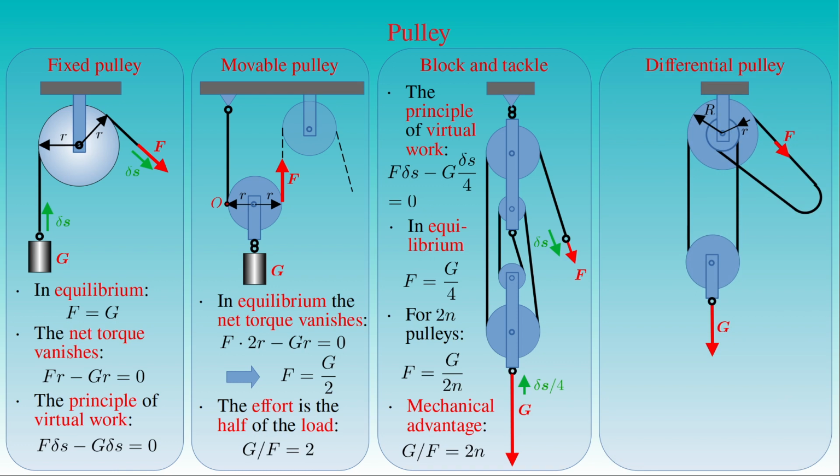A differential pulley is a tackle that consists of the following parts. An upper block with 2 fixed pulleys of radii R and r attached together such that they rotate about the same axis, a movable single lower pulley that carries the load G, and an endless cable or chain that passes around all the pulleys and hangs in a loop for operating the mechanism by applying the effort F on it.